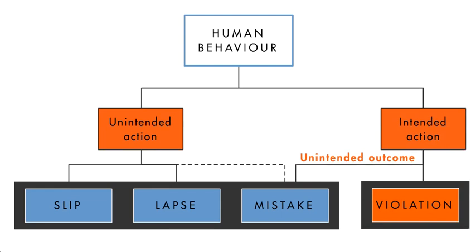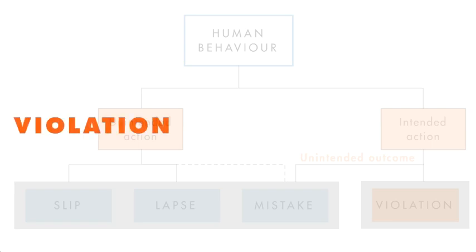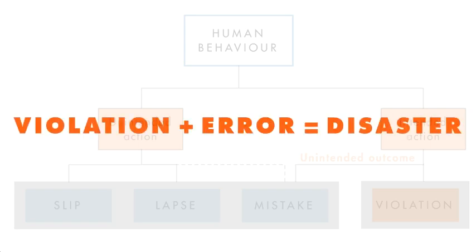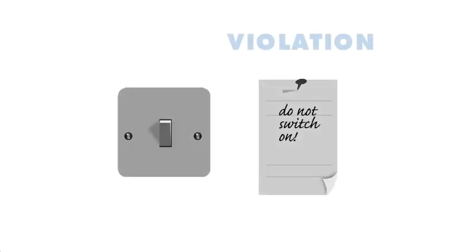Let's first look at violations in some more detail. Why do we worry about violations? The answer is that there is an equation. Violation plus error equals disaster. This means that it takes two components to have a disaster. Someone has to be bending the rules, and someone else makes an error.